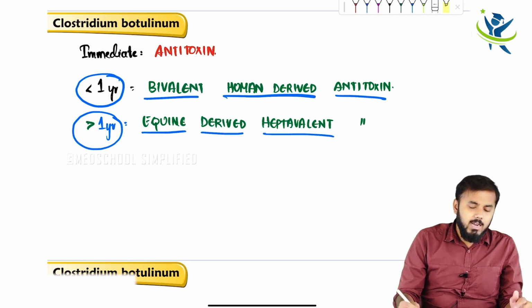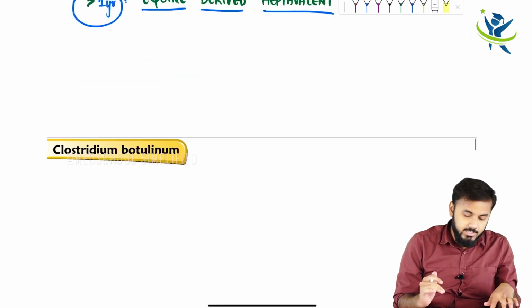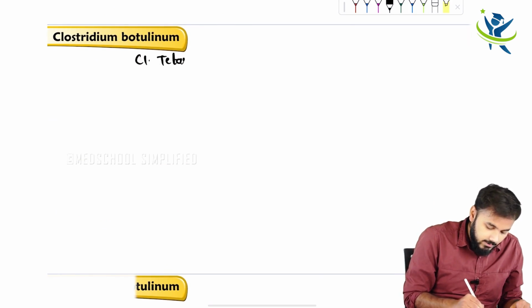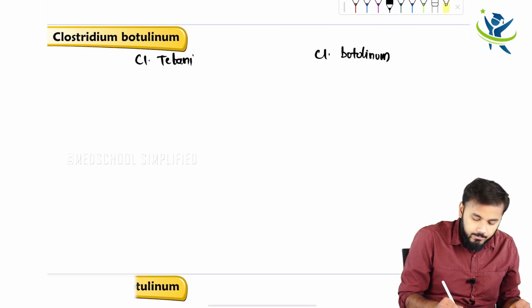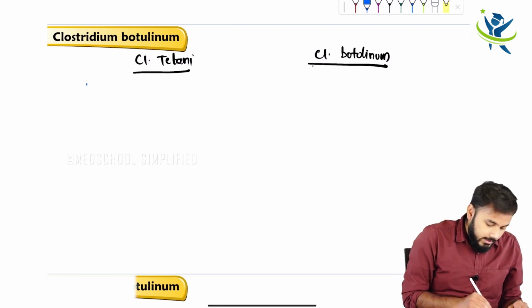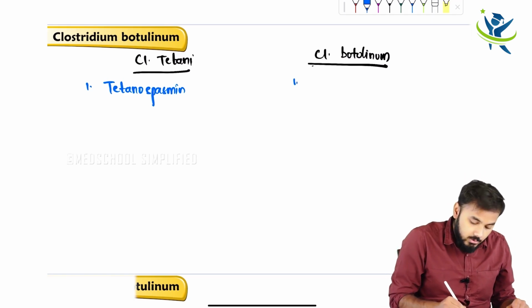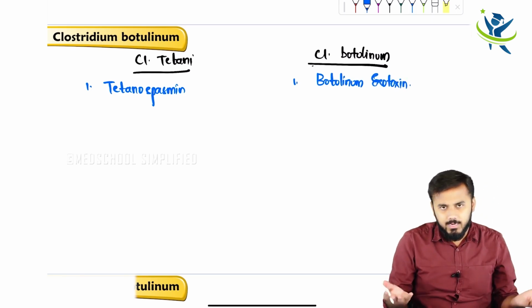Right? So guys, we are done with the discussion of Clostridium botulinum. Now the last point I want to discuss and close this lecture is a very, very important point, that is the differences between Clostridium tetani, which we discussed in our last class, and Clostridium botulinum. What are the main differences? What is the toxin that is released in tetanus? That is called tetanospasmin. What is the toxin that is released here? That is called botulinum exotoxin. Obviously, both of them are exotoxins.